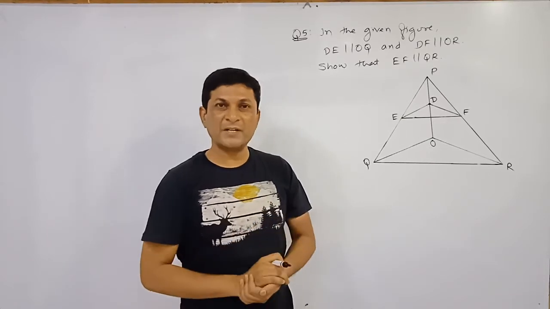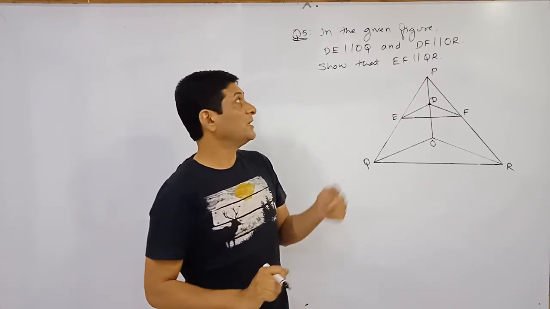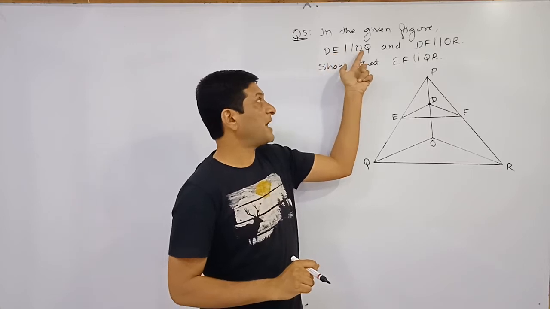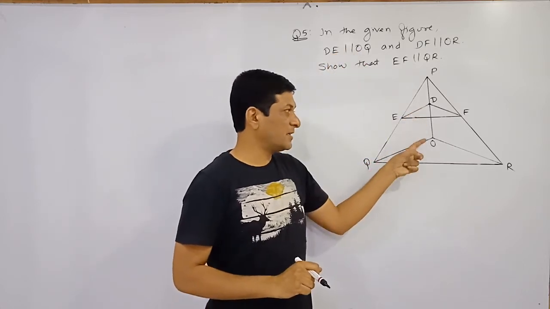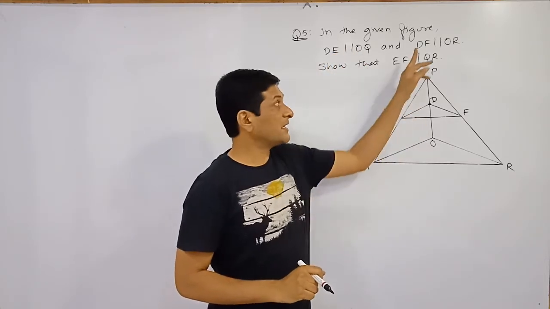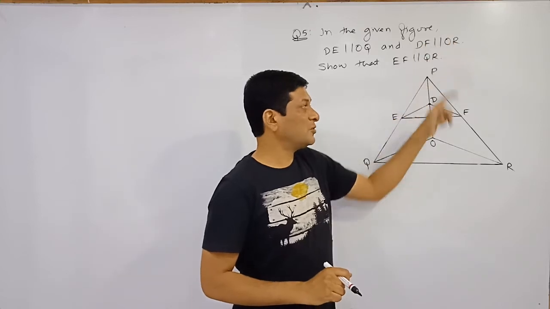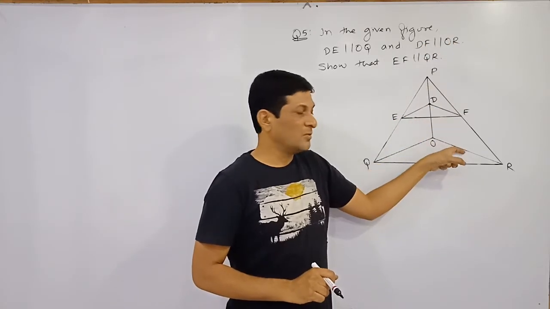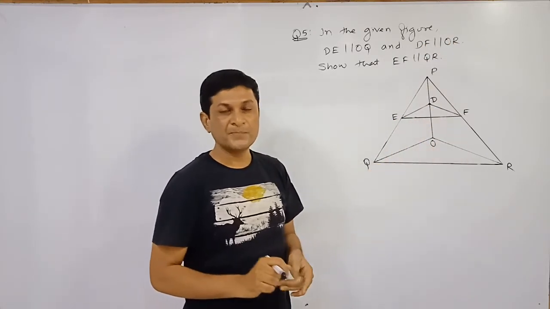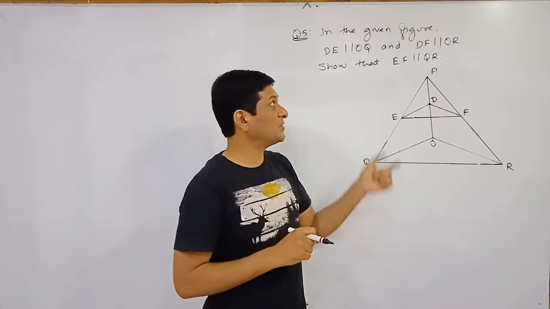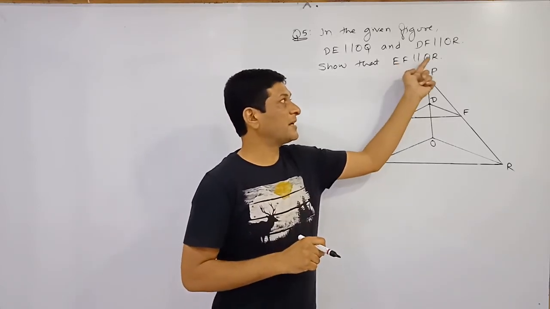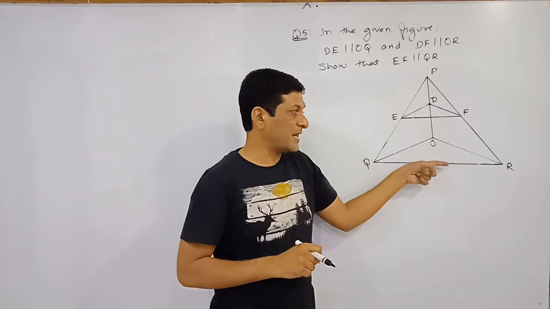Now observe the given condition in question number 5. It is given to us that DE is parallel to OQ. So DE is parallel to OQ. Again the second condition is DF is parallel to OR. These are two given conditions, and using these two given conditions we have to show that EF is parallel to QR.